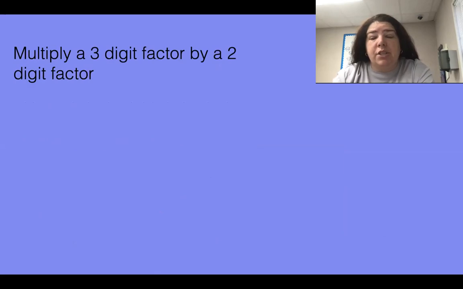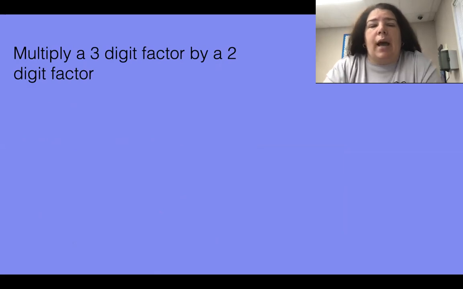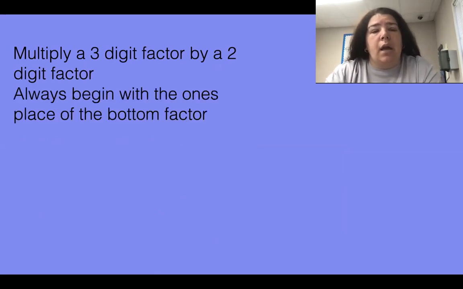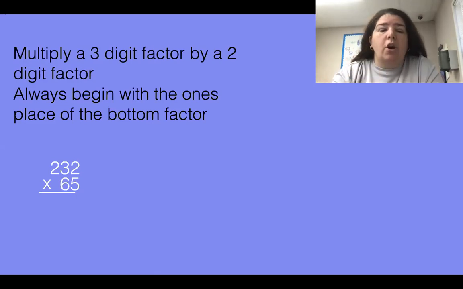All right, today we're going to talk about multiplying 3-digit factors by a 2-digit factor. So far, we've been doing 2 times 2 factors. We're going to add a 3rd factor to the top. And we're always going to begin in the ones column in the bottom factor. So it's going to look like this: 232 times 65. We're going to start always with the 5, that ones column, okay?